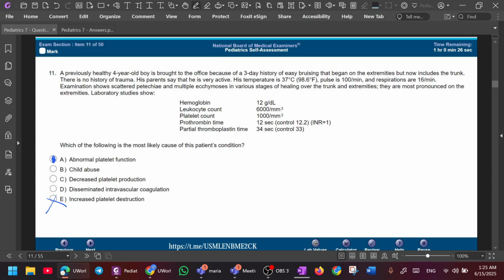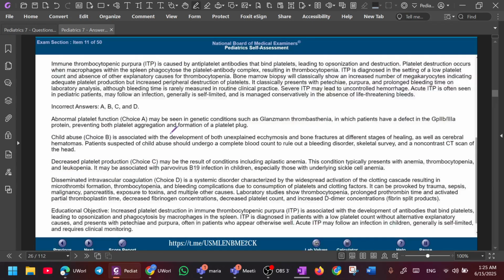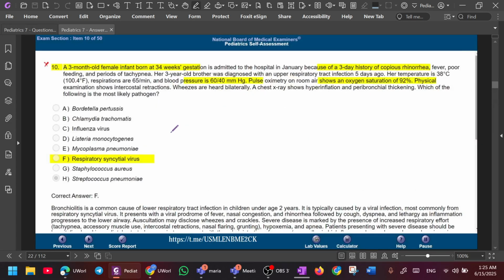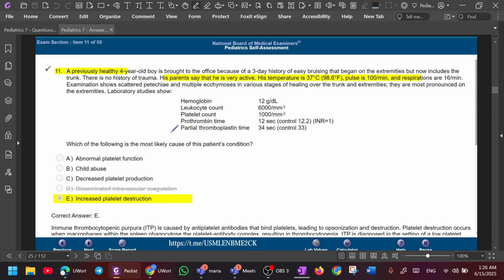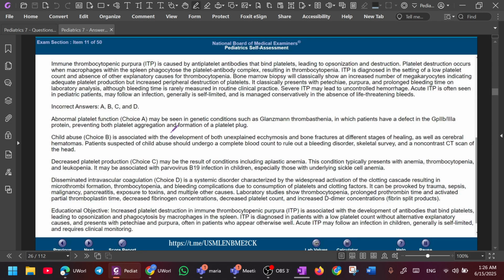ITP, you're right, is caused by antiplatelet antibodies that bind platelets, leading to opsonization and destruction. Platelet destruction occurs when macrophages within the spleen phagocytose the platelet antibody complex, resulting in thrombocytopenia. ITP is diagnosed in the setting of low platelet count and absence of other explanatory causes of thrombocytopenia. Bone marrow biopsy would classically show an increased number of megakaryocytes indicating adequate platelet production, but increased peripheral destruction of platelets. It classically presents with petechiae, purpura, and prolonged bleeding time on lab, although bleeding time is rarely measured.